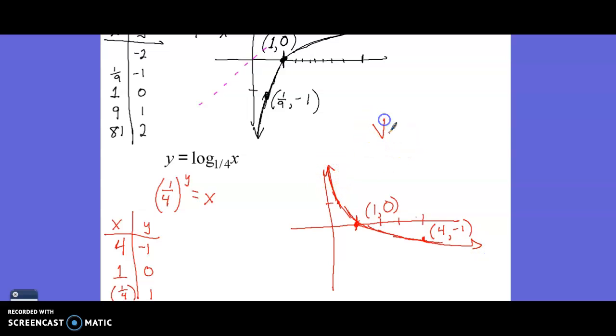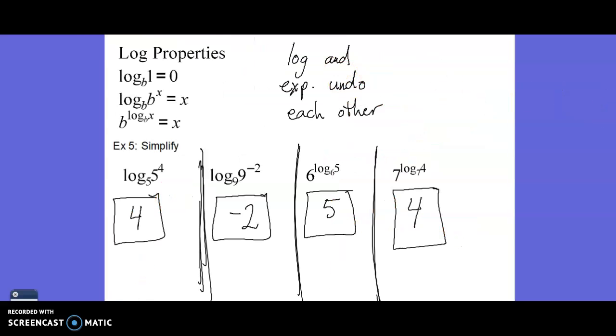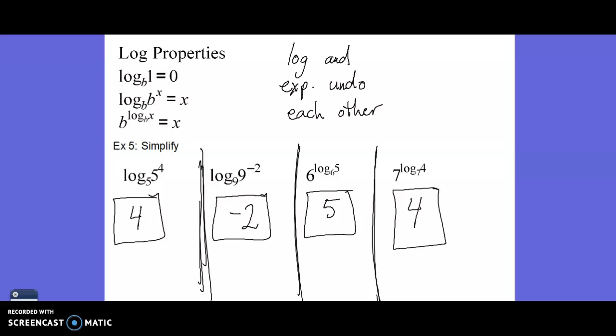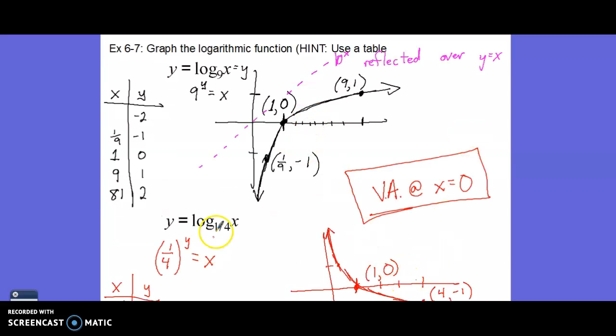Just like the exponential function has a horizontal asymptote at y equals 0, these functions have a vertical asymptote at x equals 0. We can only log positive numbers. So let me go back a slide or two. We can only log positive numbers. Super important stuff. And feel free to use a graphing calculator to check that work.